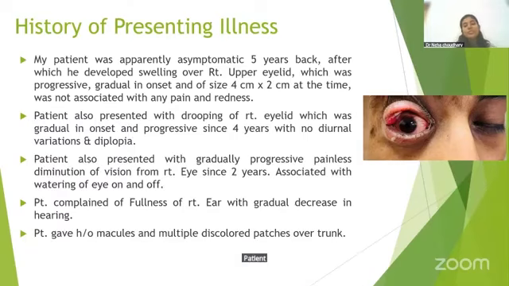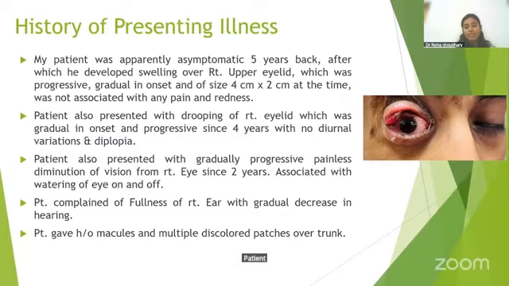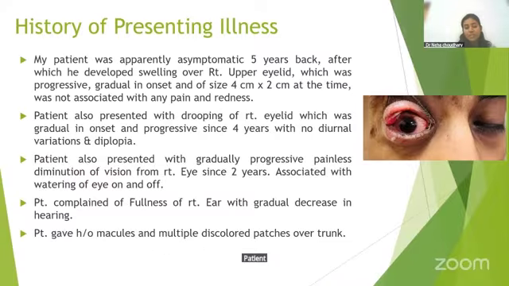Patient also presented with drooping of the right eyelid, which was gradual in onset and progressive since 4 years, with no diurnal variation and diplopia. Patient also presented with gradually progressive painless diminution of vision in the right eye since 2 years, associated with watering of the eye on and off. Patient also gave history of macules and patches over the trunk.